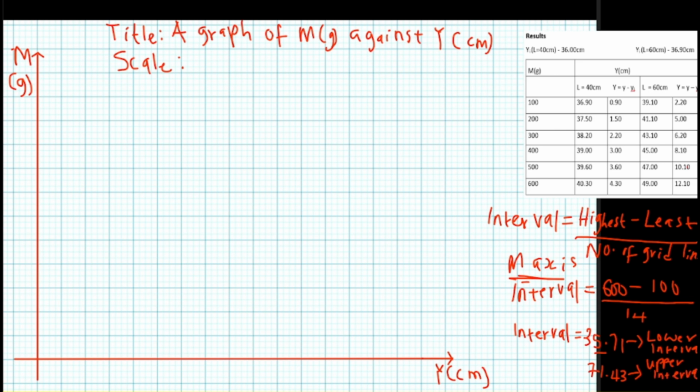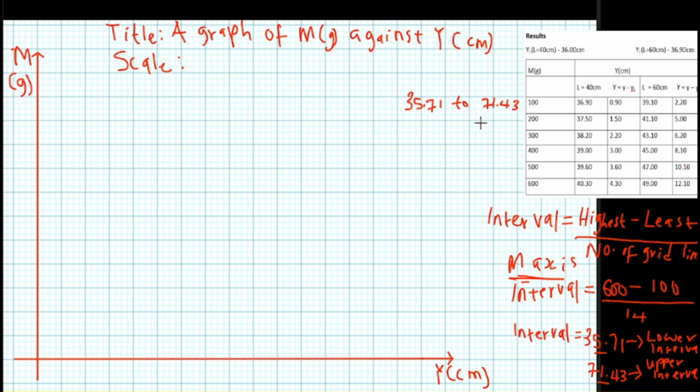Now we have lower interval and we have upper interval. So what do we do with this interval? Remember, the interval is from 35.71 towards 71.43, lower interval, upper interval. We are simply going to choose a number between this interval. This interval is just a pointer of what your scale should be between in order to cover this graph very well. So we are going to choose a number between 35.71 and 71.43.